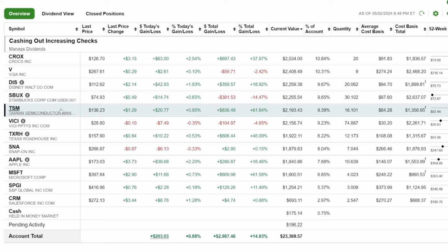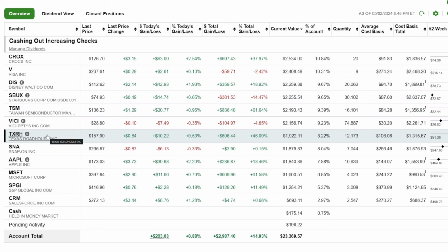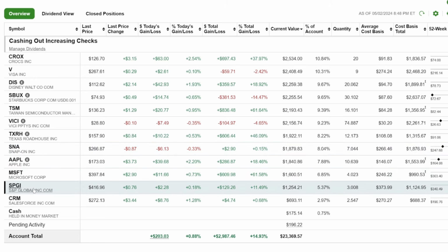As you can see, Taiwan Semiconductor being a close fifth, Vici being a close sixth, followed by Texas Roadhouse, Snap-on, Apple, Microsoft, S&P Global, and Salesforce. And this is Apple before the earnings bounce. The earnings bounce is going to probably make this company all the way up to the sixth or fifth biggest holding in my portfolio because it did have quite the jump after earnings today, if you did not realize.